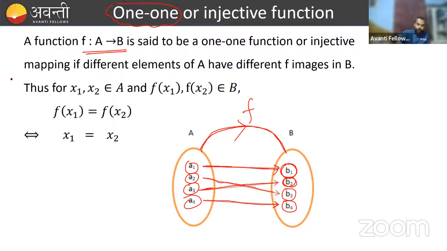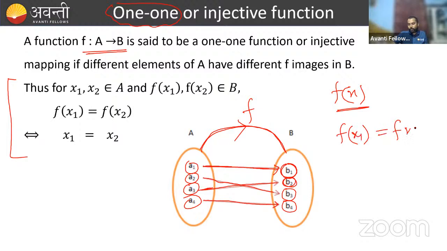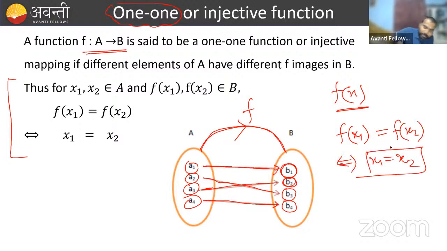Okay, another method to verify whether the function is 1-1 or not. Suppose you have a function f of x. Then in place of x take x1, f of x1, and equate it with f of x2. If you finally get x1 is equal to x2, then also we can say the function is 1-1, right? Clear? Clear everyone?